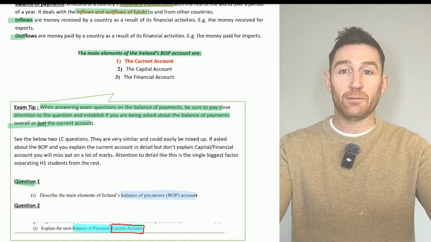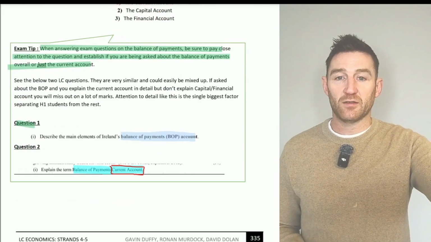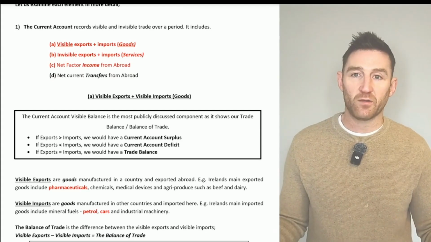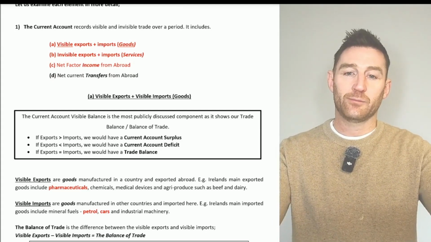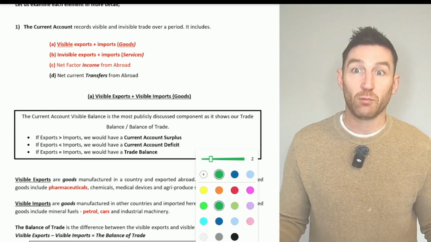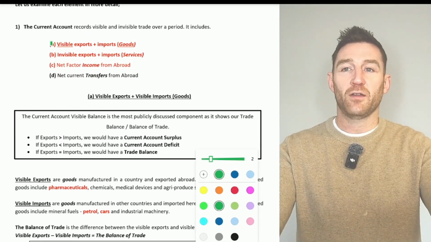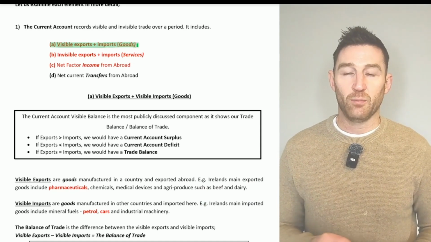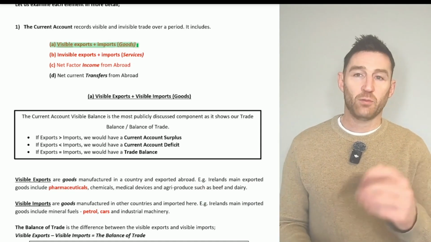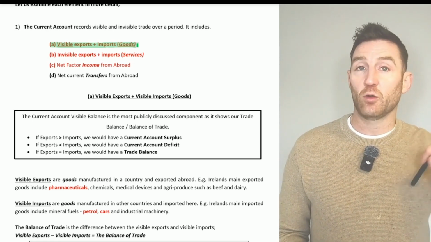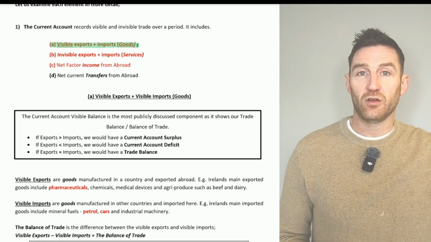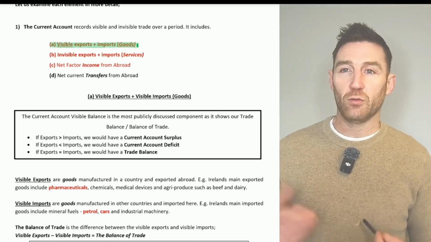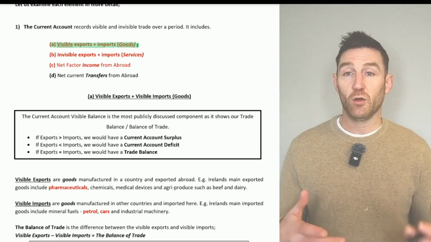So we're going to look at the components of the balance of payments account. We're going to start there with the current account, right? The current account has four parts to it, and this is the one that we're generally thinking about when we refer to the balance of payments. So the first part on the current account is visible exports plus visible imports. So that's the trade in goods. A visible export is a good that we sell to another country, money flows into Ireland. A visible import is a good that we buy from another country, money flows out of Ireland. So that's the first flow of money that goes into the current account.